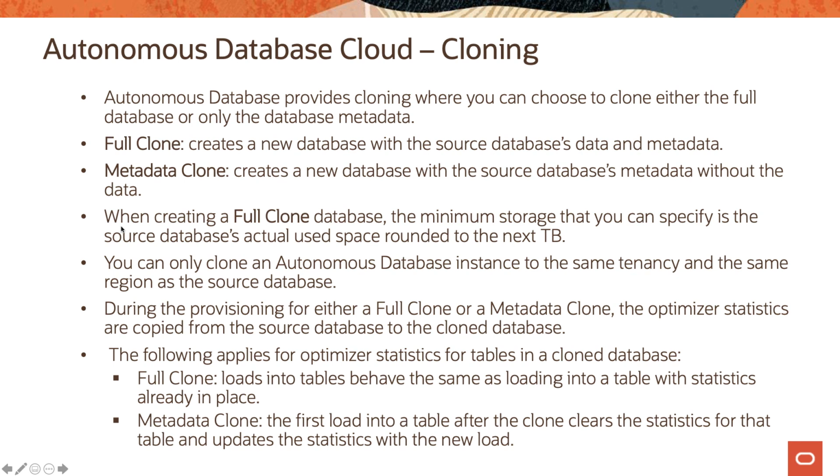You can only clone an Autonomous Database instance to the same tenancy and the same region as the source database. During the provisioning for either a full clone or a metadata clone, the optimizer statistics are copied from the source database to the clone database. The following applies for optimizer statistics for tables in a clone database. When you do a full clone, loads into tables behave the same as loading into a table with statistics already in place. When you do a metadata clone, the first load into a table after the clone clears the statistics for that table and updates the statistics with the new load.